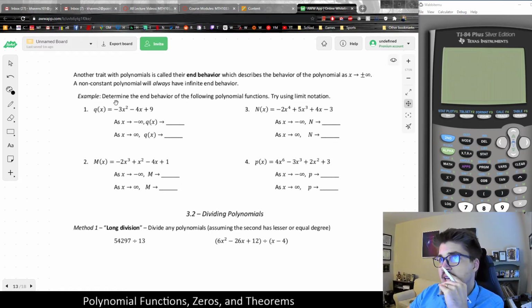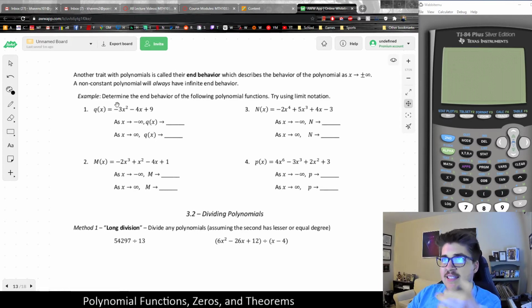Looking at number 1, to summarize, if it has an even degree like it does here, both of the end behaviors are going to be going in the same direction. Polynomials always have to be going to infinity or minus infinity, so I have a limited set of options. Either both of these are going to be infinity or both are going to be minus infinity. And that's simply because it's an even degree on the leading term.